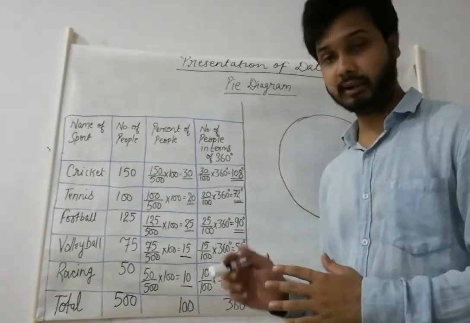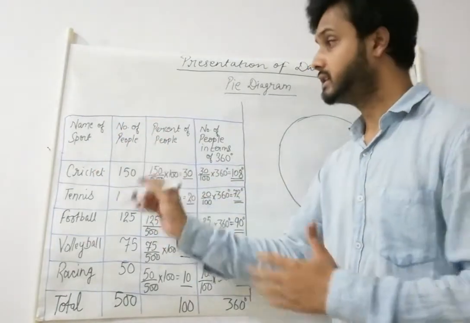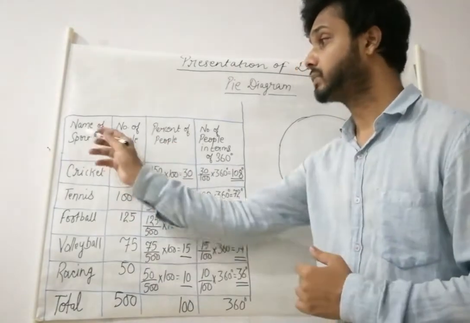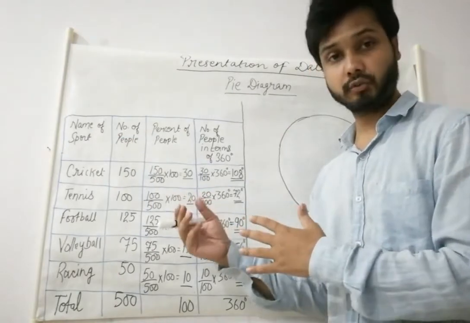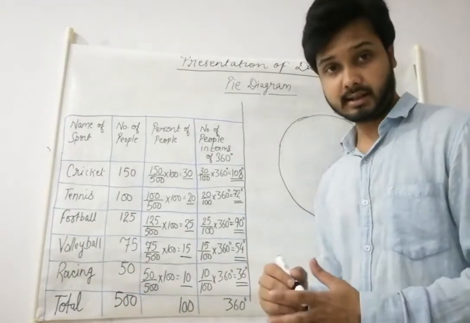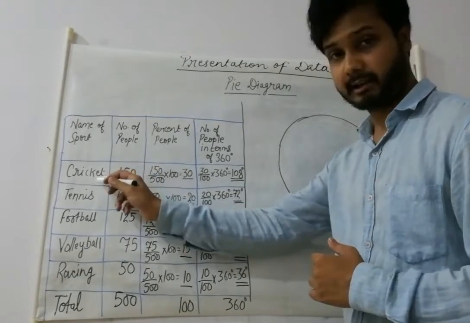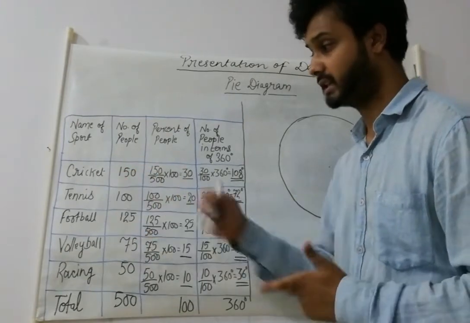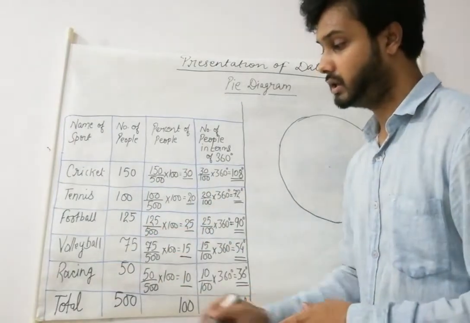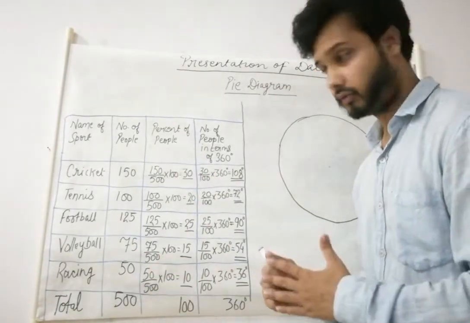Here, students, we are given the information: name of sport and number of people. Just concentrate on these two pieces of information only. It is part of our question. The number of people who like cricket, tennis, football, volleyball and racing: 150 people like cricket, 100 people like to watch tennis, 125 like to watch football, 75 volleyball and racing 50. We have written the total number of people, that is 500, here.